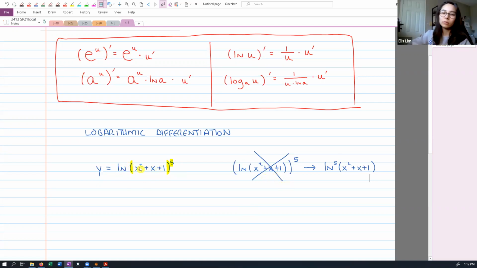That's all I'm trying to make sure we're clear on, that the 5 here in the parentheses means that this is all, you can almost look at it this way, sitting inside the natural log like that.